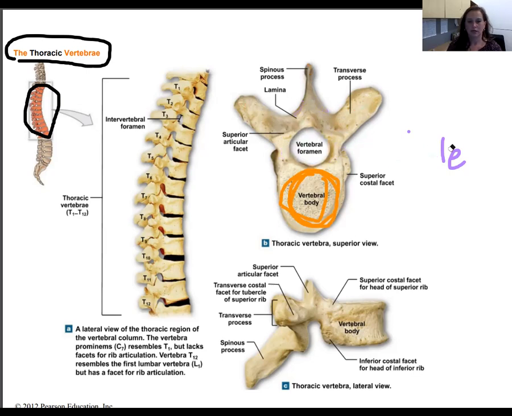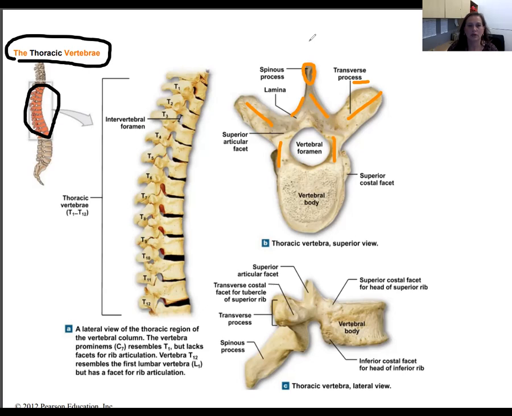I don't know if any of y'all are duck hunters, but if you look at the top part of this vertebrae, it looks like a duck. So the head of the duck is the spinous process. The wings of the duck are your transverse processes. The neck of your duck is your lamina. The feet sticking down here and here are your pedicles.